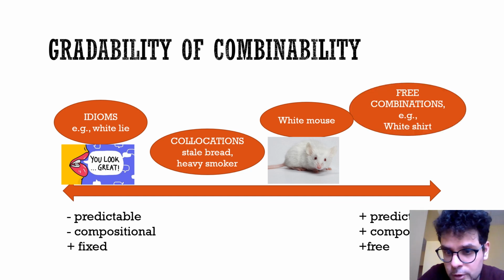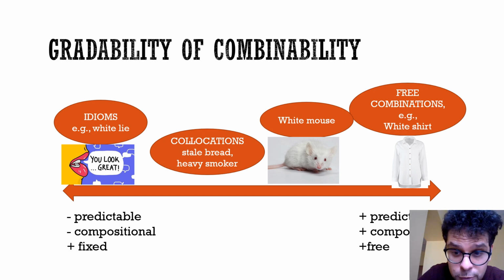And then we have totally free combinations, such as white shirt, for instance. So it is a shirt that is white, and these are predictable, compositional, and free rather than fixed, because of course we can modify them, and we have different sorts of phrases. Okay, so again, what we said about distinguishing phrases from compounds also holds for distinguishing free phrases from idioms, and partly also from collocations that tend to be kind of in between idioms and free combinations.